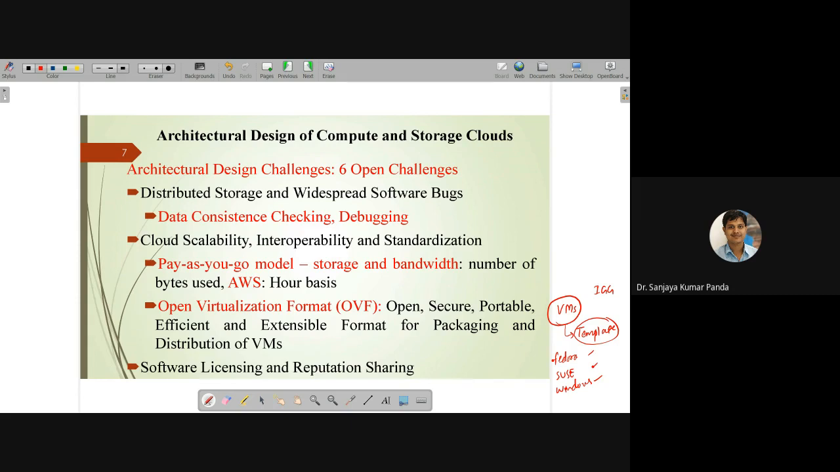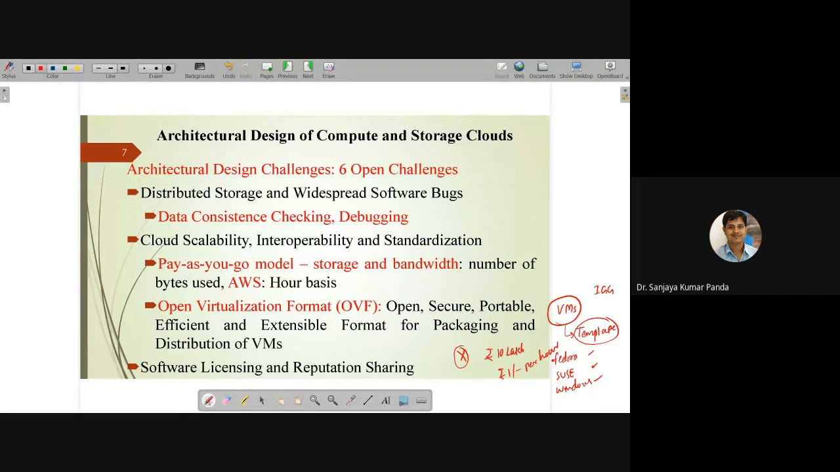There is another challenge related to software licensing and reputation sharing. If a software is offered by a cloud service provider, let's say software X is of very high cost, let's say it costs 10 lakh rupees, we cannot afford 10 lakh rupees to purchase this particular software. So if the software is given by the cloud service provider and you can pay, let's say, 1 rupee per day or per hour, we can use that software in the cloud.